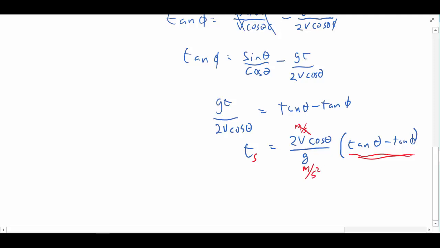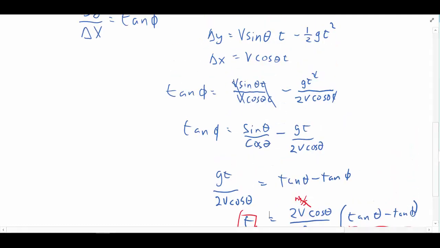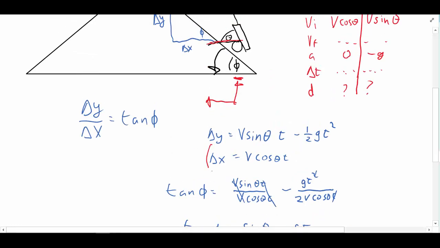Meters per second cancel out with meters per second. So I'm dividing by 1 over seconds. So my answer actually is in seconds, as I would expect. So now I've figured out what t is. I would just go back right here, plug that in, and figure out what delta x is. Okay? That's one way of solving this.